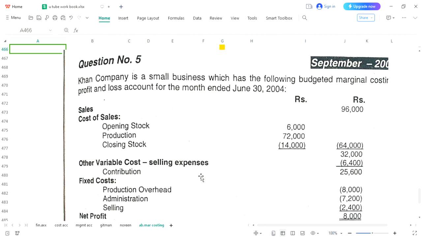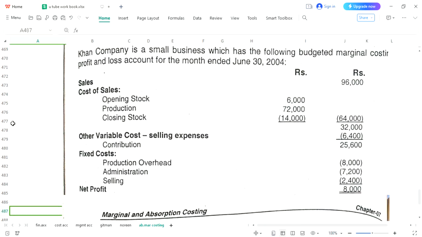We already solved this question, and they are asking us to change the shape of this question. Basically, when you see the appearance of this question, please look over here. Now guess which type of costing it is. When you are subtracting cost of sales from sales, and then fixed cost is separated. Above there is only variable cost, and then fixed cost is separated to get the net profit.